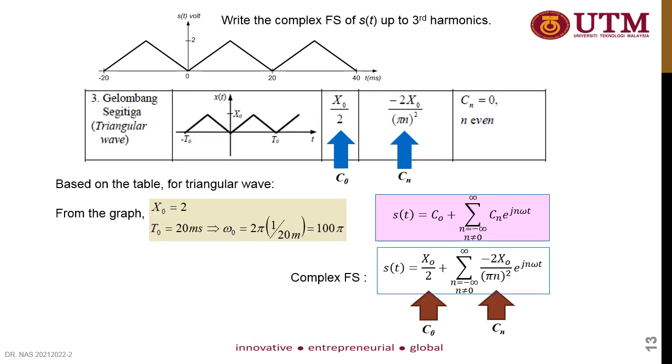Okay, let's try this example. You need to write the complex exponential Fourier series for this signal x(t) for up to the third harmonic. Third harmonic means that n goes up to 3. So you need to consider all values from n equal to 0, n equal to 1, n equal to 2, n equal to 3, both positive and negative values.